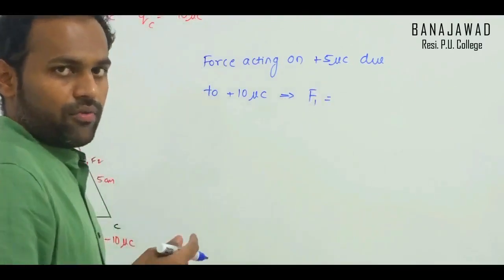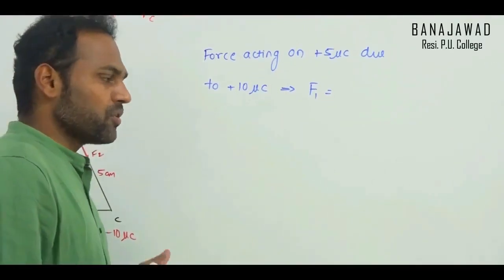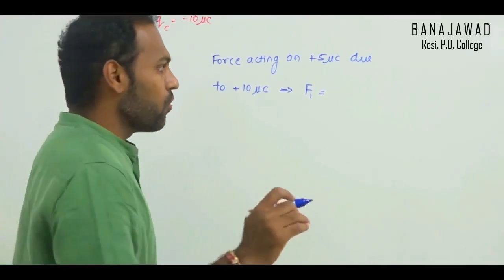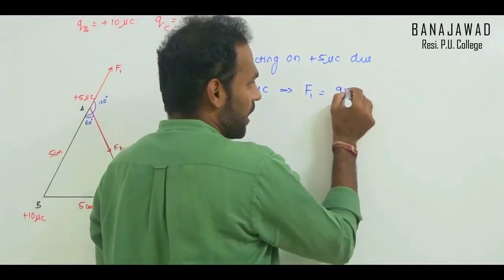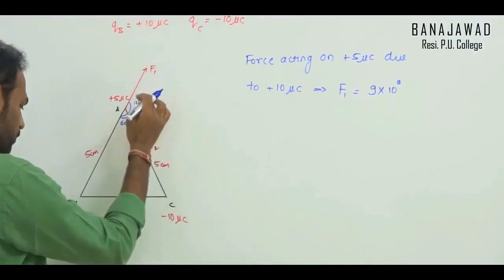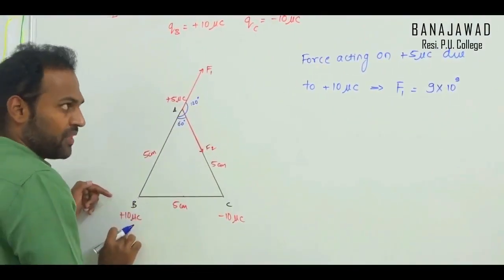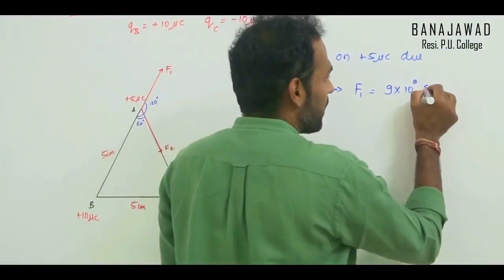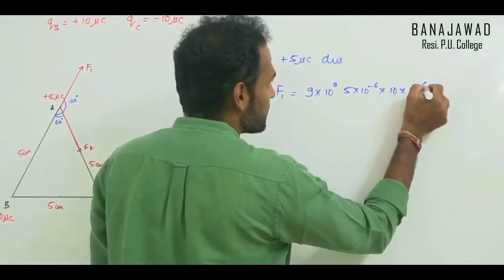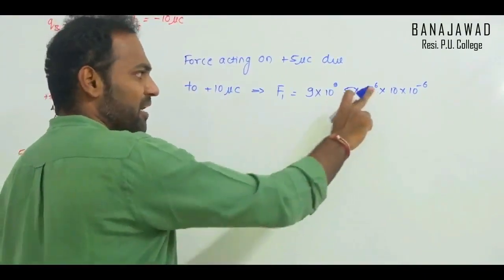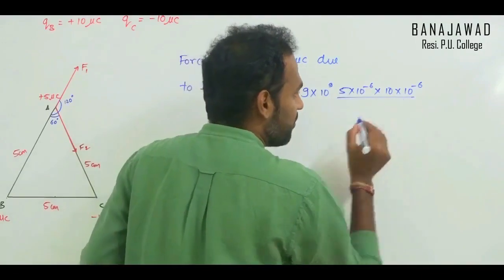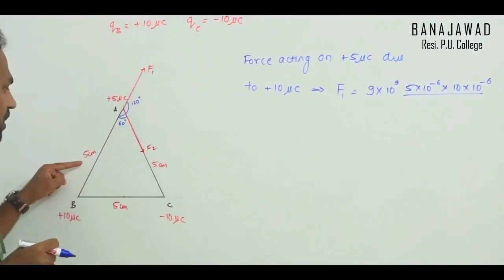given by F1. We know that F is Coulomb's force and its equation is 1 by 4 pi epsilon naught Q1 into Q2 divided by R square. What is the value of 1 by 4 pi epsilon naught? 9 into 10 to the power 9. Q1 into Q2. This is F1, the force acting between plus 5 and plus 10. So Q1 into Q2 means 5 into 10 to the power minus 6 and 10 into 10 to the power minus 6. These both are microcoulombs, that's why I am taking 10 to the power minus 6. Divided by R square, which means the square of the distance between them.